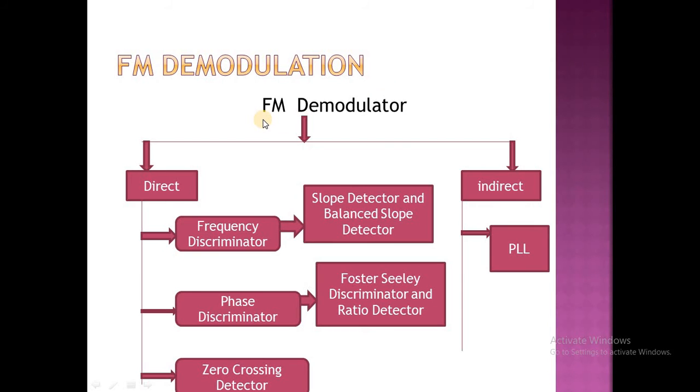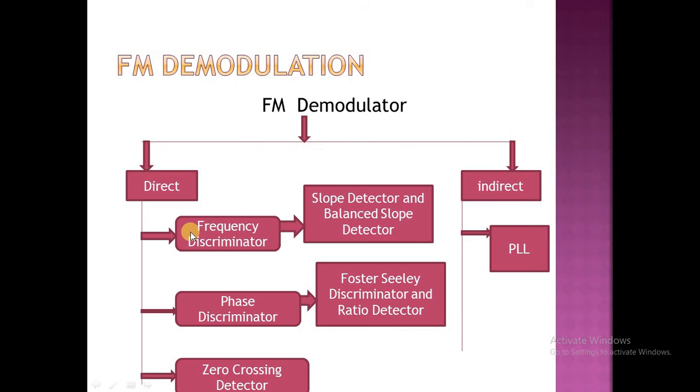And then, FM demodulation. Demodulation is just the inverse process of modulation. So in case of demodulation, we are getting our original signal back. How can we achieve FM demodulation, or FM detection? How can we achieve the FM detection? By using two methods only, direct and indirect.